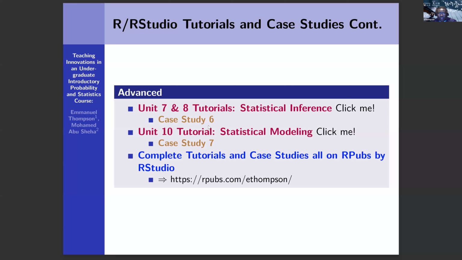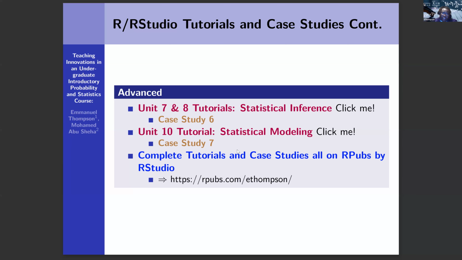So I would say till now, we've gotten to Unit 7 and 8 tutorials currently, and we are working towards getting the Unit 10 tutorial because the semester is still ongoing, and I think we have about 2 weeks to end the semester. So then statistical modeling will follow if only we have time.